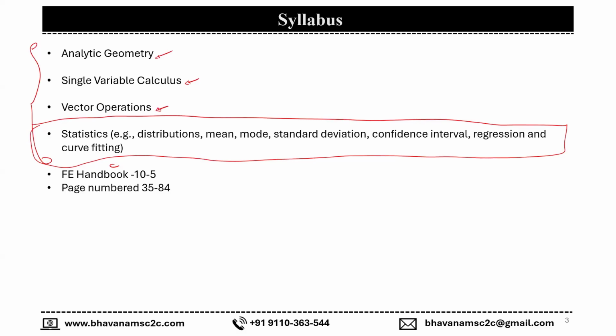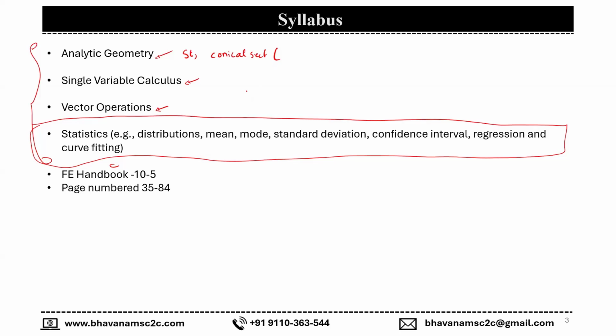When we say geometry, we're going to discuss straight lines, and all the geometrical figures like conic sections. These conic sections involve ellipse, hyperbola, parabola, and circle. And we're also going to see some other problems related to analytic geometry, followed by single variable calculus.